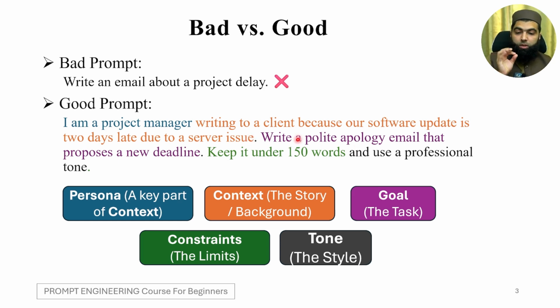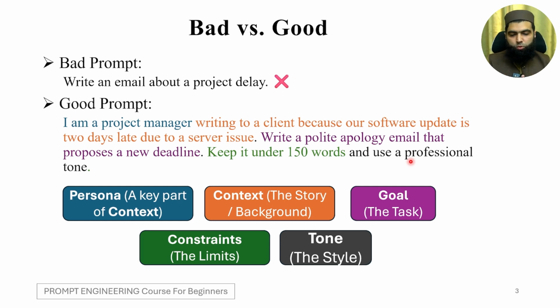and then the goal, the task. Write a polite apology email that proposes a new deadline. So we are also asking it to be polite, which is a kind of tone. We are mentioning the tone: an apology email that proposes a new deadline. Keep it under 150 words. These are the constraints. An email can be a lot longer, or it can be very short, so we mentioned the constraint, and use a professional tone.